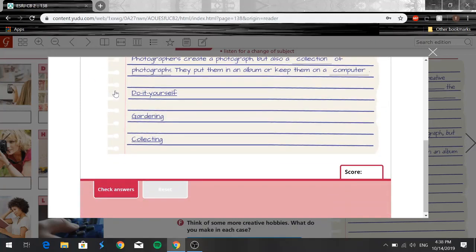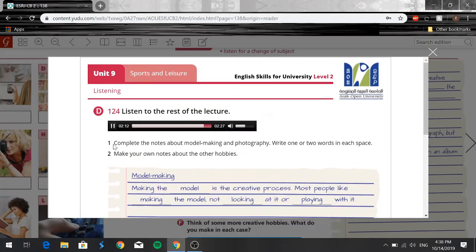Can we say that collecting is really a hobby? What are you making? Stamp collectors don't make stamps. Coin collectors don't make coins. But they do create something. They make a collection. They put their stamps or coins in an album and they organize it in alphabetical order by country.